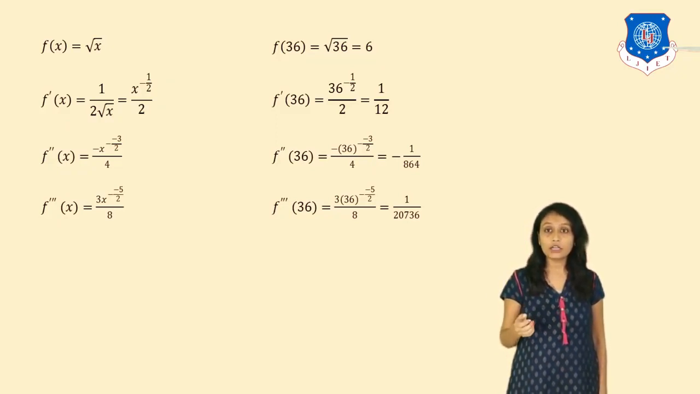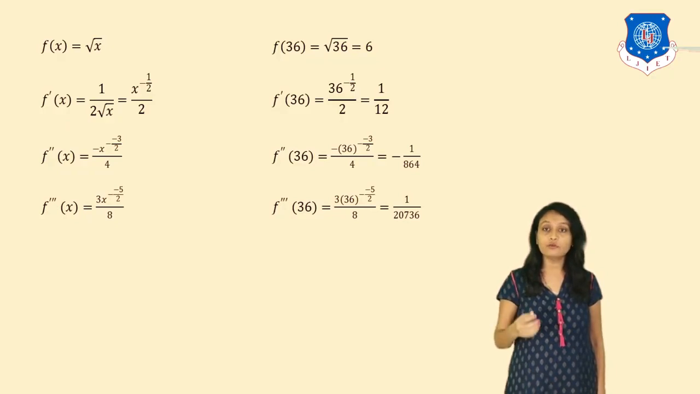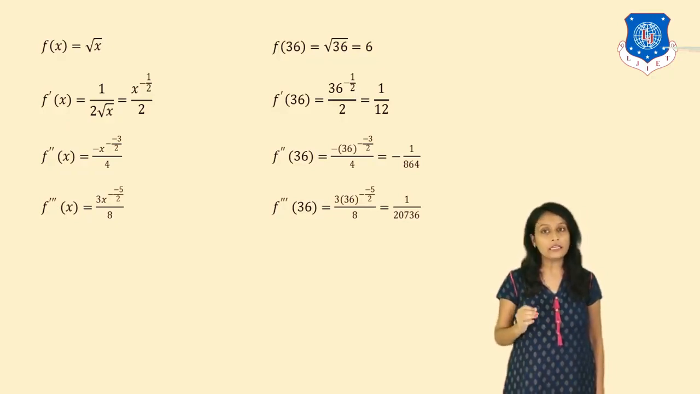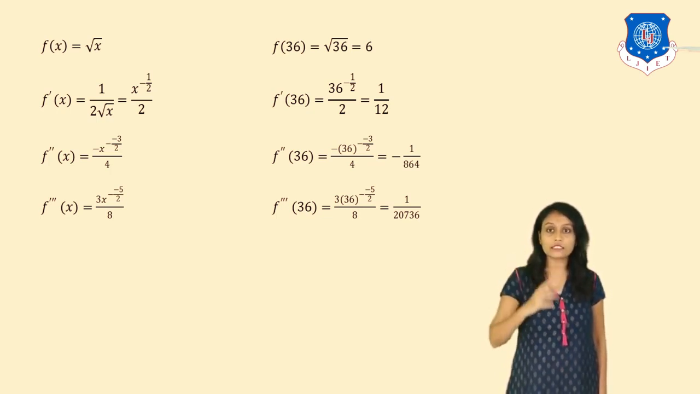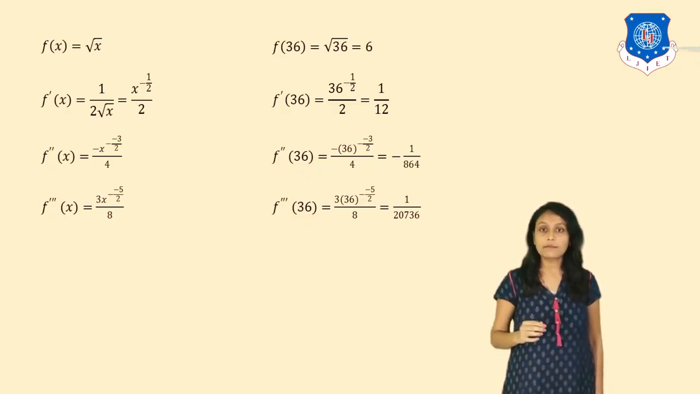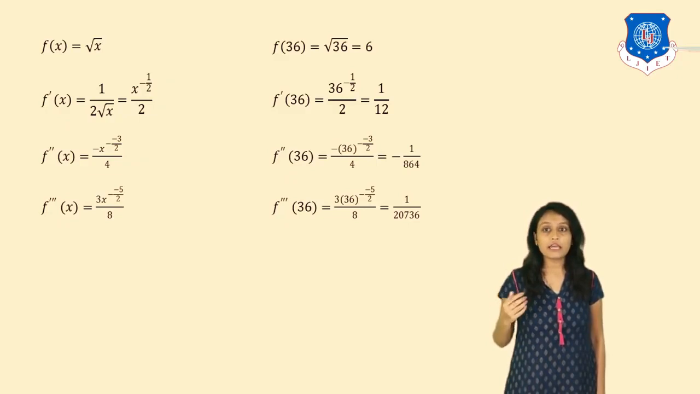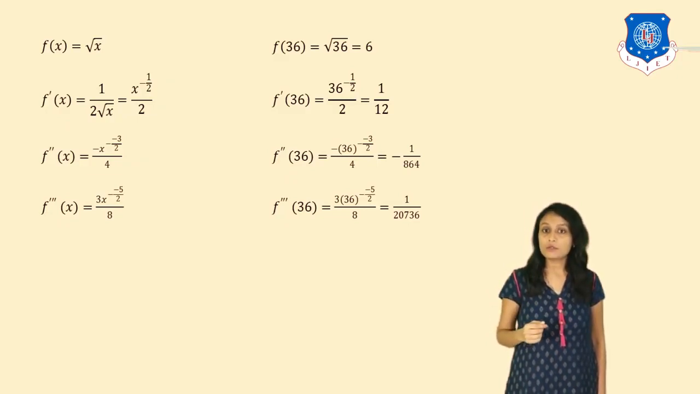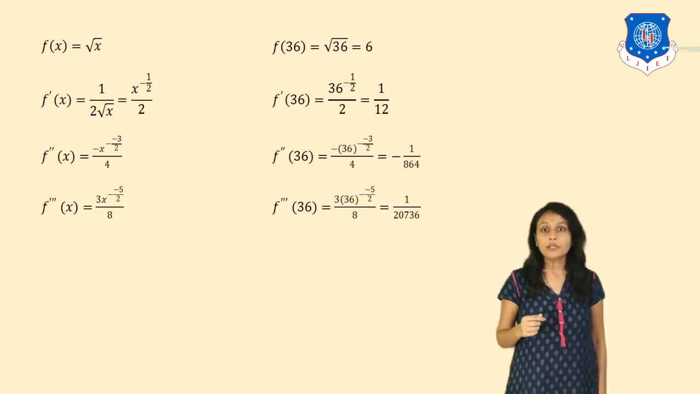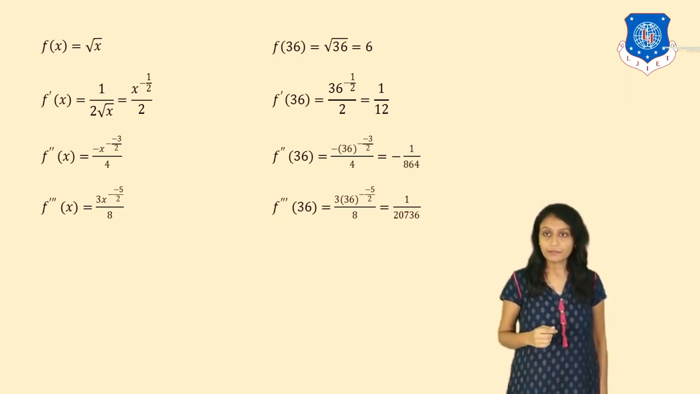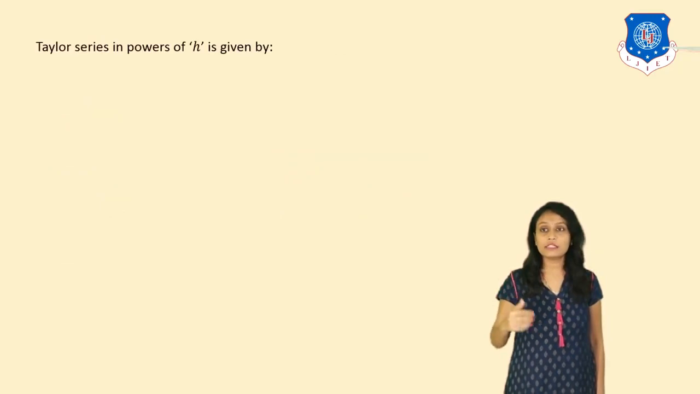Now our x is 36. So we have to find the values at the particular point 36. Firstly f(36) is under root 36, so the answer is 6. Then f'(36): in place of x substitute 36, simplify, and you will get 1 upon 12. Then f''(36) will be minus 1 upon 864, and f'''(36) will be 1 upon 20736. And so on we will solve.